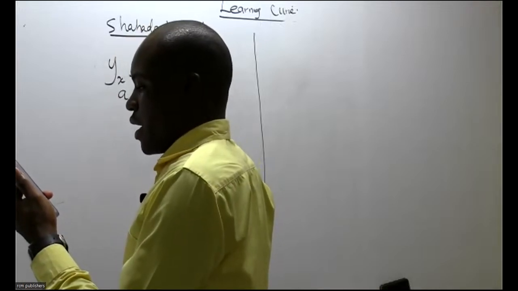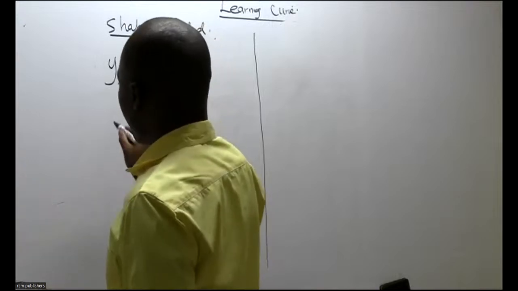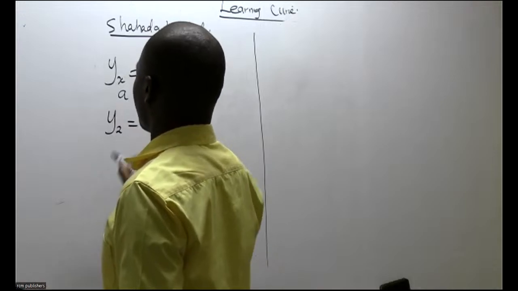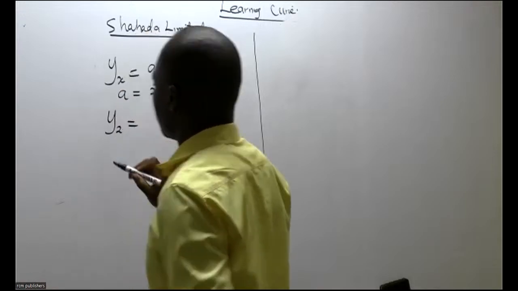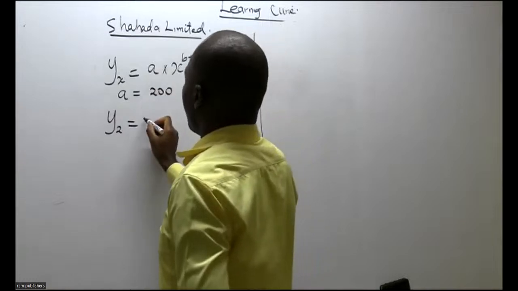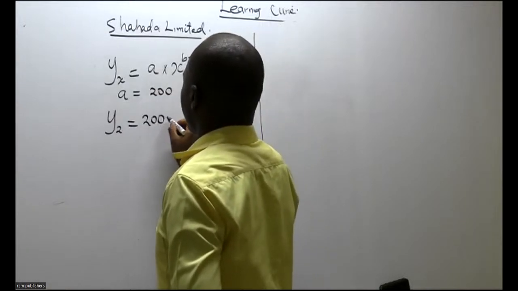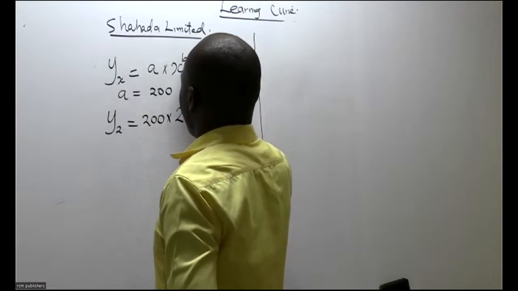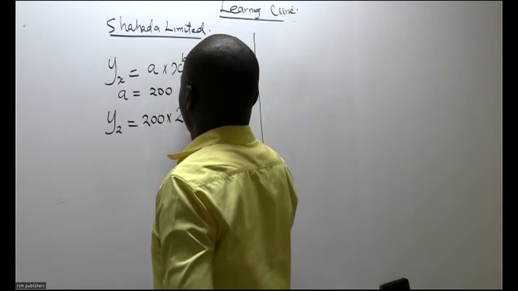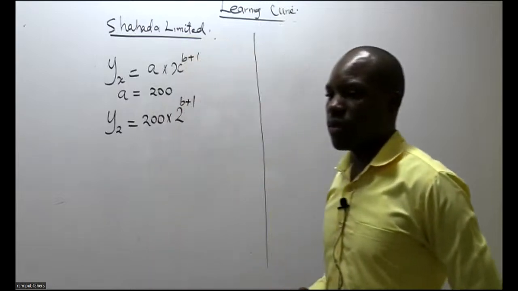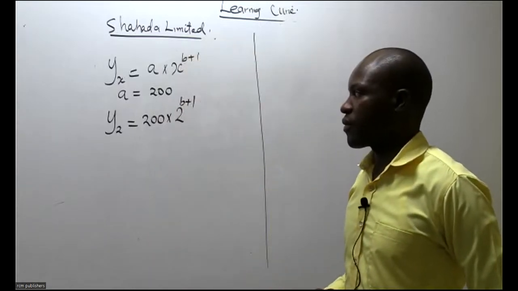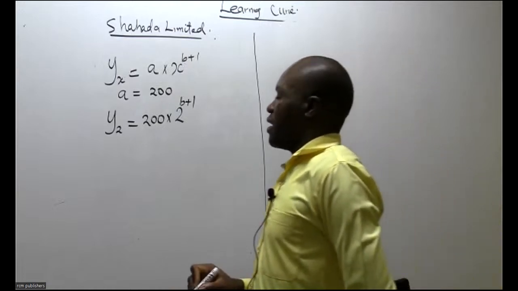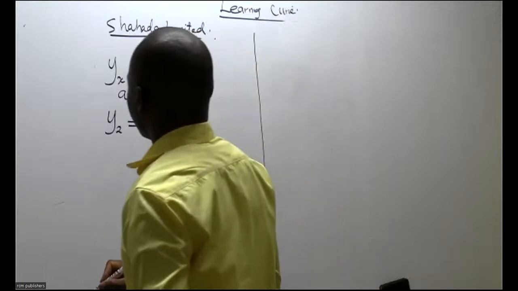Then, another thing that you have been given there, time taken to produce the first 2 units. Time taken to produce the first 2 units, that is Y of the first 2, is equivalent to A, which is 200, times X, our X is 2, raised to the power B plus 1. That is what we have there.